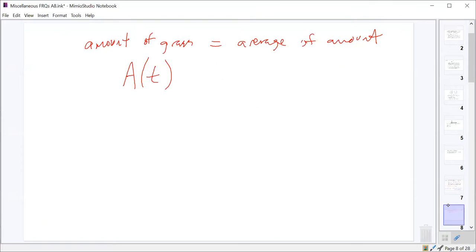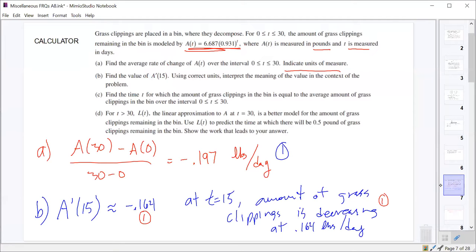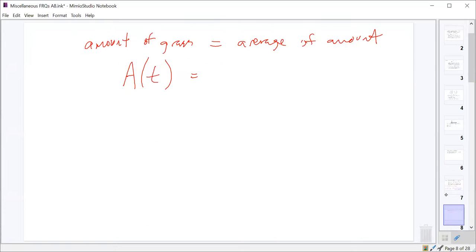What is the average amount of grass clippings in the bin? Did they give us a time period? 0 to 30, right? That is the average value of the function that represents the number of grass clippings in the bin. So that's 1/30 times the integral from 0 to 30 of A of t dt. So we want to know when are these two things equal to each other, right?